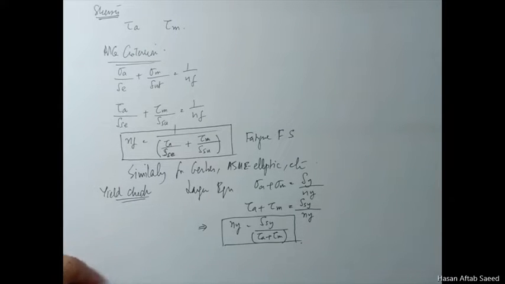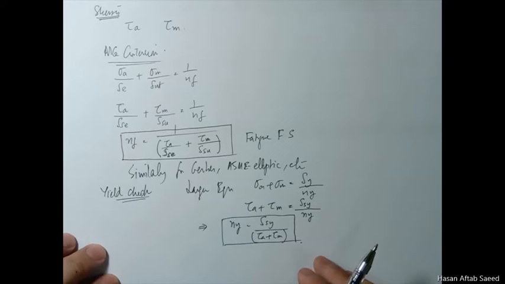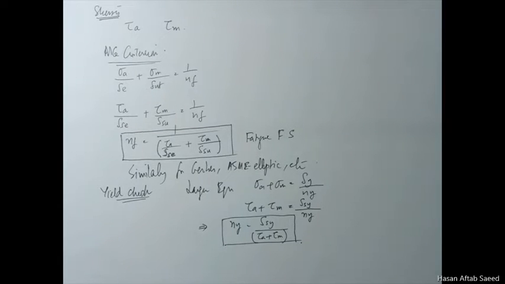And recall that SSY is obtained by the von Mises criterion using the number 0.577. You multiply it by the yield strength and you'll get this yield strength in shear. So we'll demonstrate these adaptations for torsion problems by solving a numerical problem.